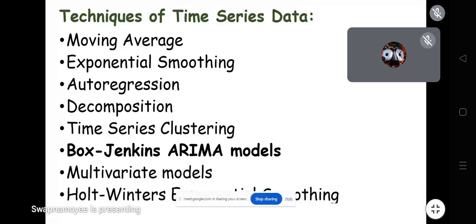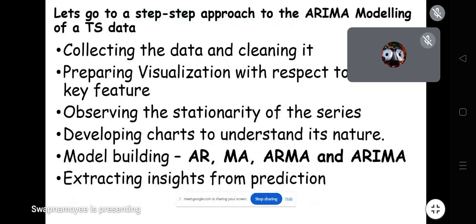So, these are some of the techniques which are available, where we are going to use ARIMA, which is auto-regressive integrated moving average. You can see moving average is one method. Similarly, exponential smoothing is there. Auto-regression is there, where you don't use any integration or moving average, only one variable using its past values to predict the future. Decomposition, where you remove your seasonality and cyclical components, you decompose and divide your data so that season-wise you can also predict. Then time series clustering, multivariate models, and others. So let us go to ARIMA modeling.